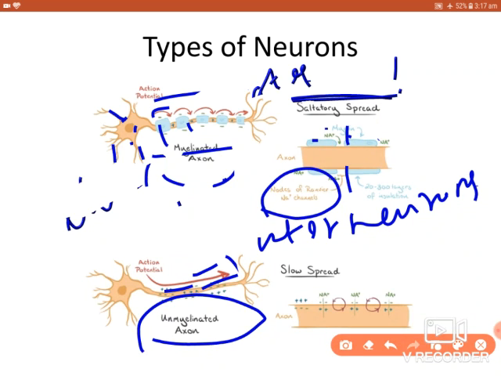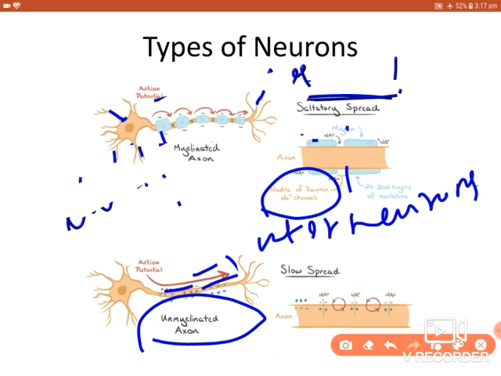These nodes of Ranvier help in the jumping conduction of impulses from one node to the next, and it extends till down where it terminates. This type of conduction is called saltatory conduction, which increases the velocity of conduction.